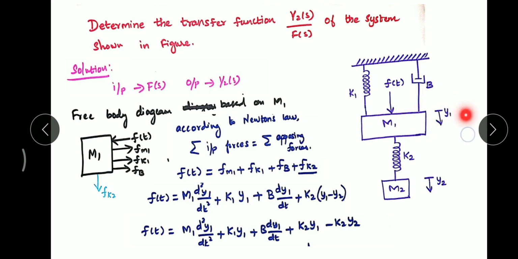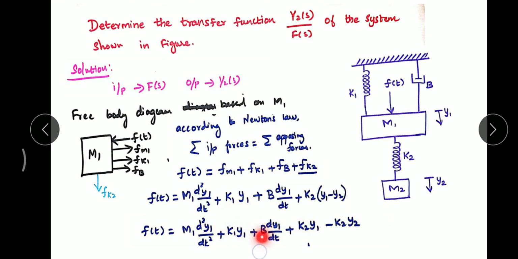In this problem itself the displacement at mass 1 is mentioned as y1, so we need to use the same notation over here. So m1 into d square y1 by dt square plus k1 y1 plus b dy1 by dt. These three terms are dedicatedly connected with only the mass 1. The k2 spring is connected in between mass 1 and mass 2, so we need to take the difference of that displacement. Also I am writing the opposing force with respect to mass 1. So k2 into y1 minus y2, this is the exact value of the opposing force given by k2 with respect to mass 1.